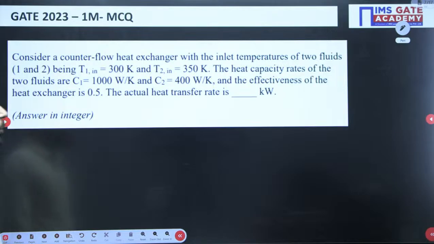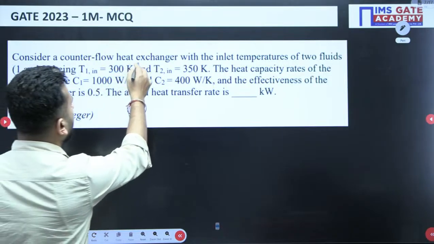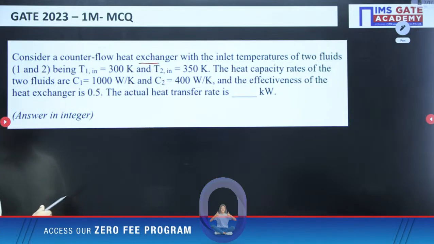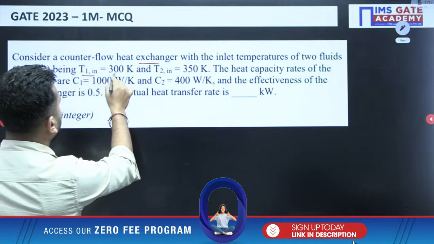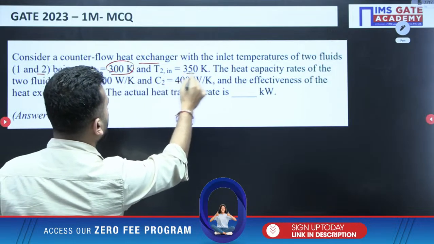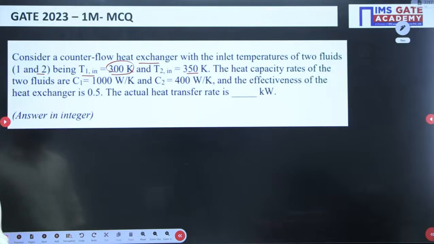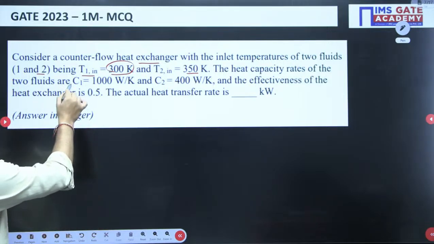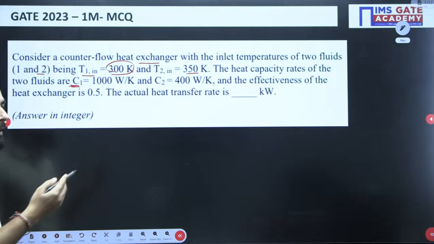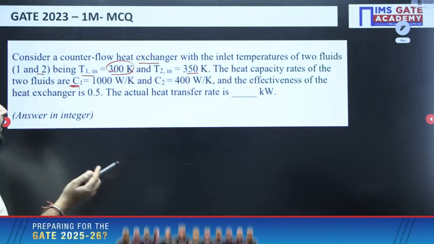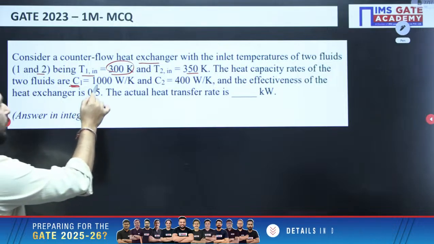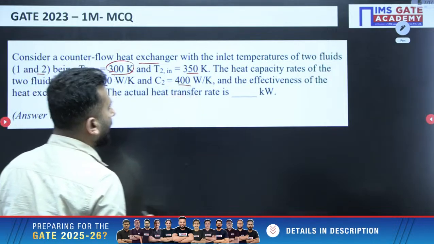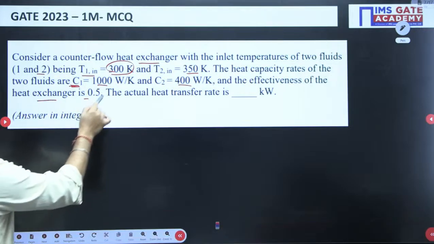Okay, moving on to the next question. Consider a counterflow heat exchanger with the inlet temperatures of two fluids, T2 is 350 and T1 is 300 Kelvin. The heat capacity rates of the two fluids, that means m into specific heat capacity, small m into small c, is called capital C1. So it's given C1 is 1000 and C2 is 400 and the effectiveness of the heat exchanger is 0.5.